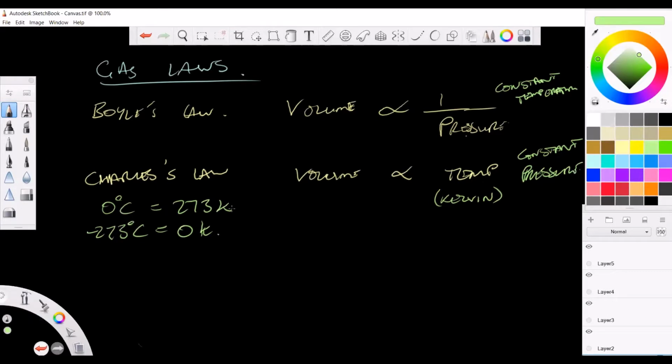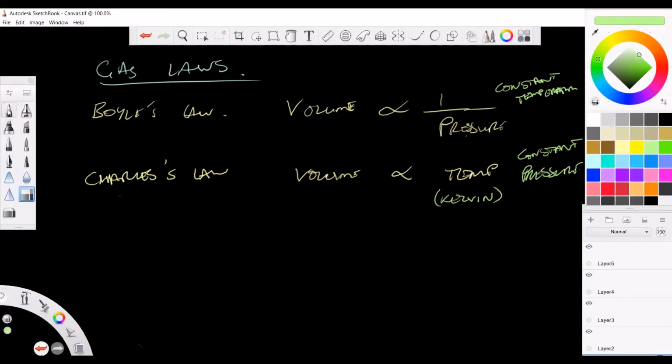In fact, that's how they calculated 273 Kelvin. They measured the volume of gas as they reduced the temperature, and then they extended the graph to show where it would reach 0 volume, and they worked out it would reach 0 volume at about minus 273 Celsius. And so that's how, I think Lord Kelvin himself, I presume, calculated the absolute zero temperature originally.